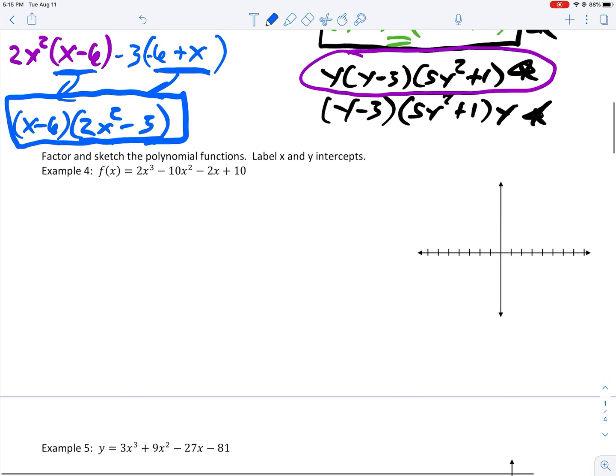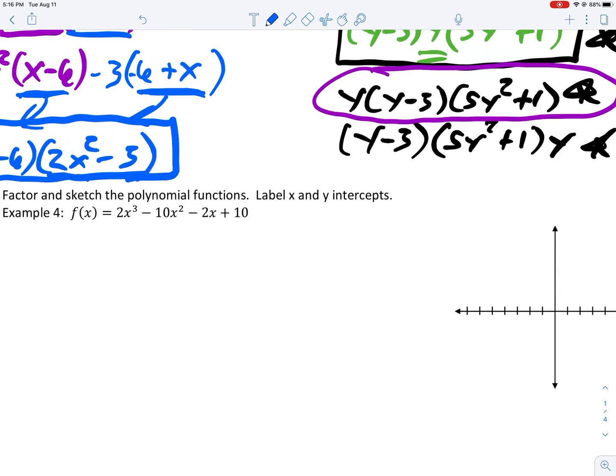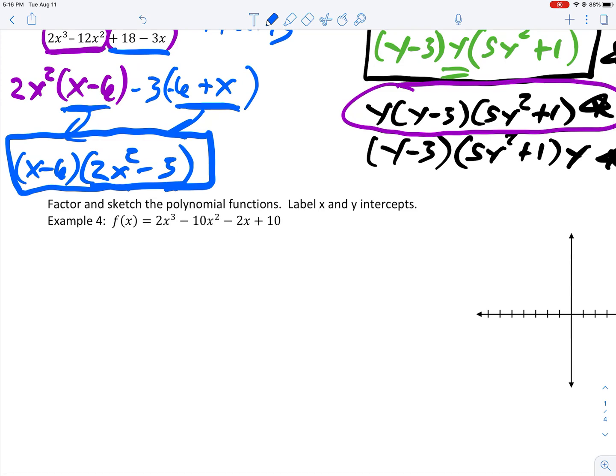Okay, so example 4 is now we're going to factor and sketch. Because remember, most of this unit is about being able to graph polynomial functions. So we learned how to factor. Now we're learning how to factor by grouping. We'll learn a couple other tools to help us sketch the polynomials. So we're going to factor by grouping. So I'm going to group the first 2, group the second 2.